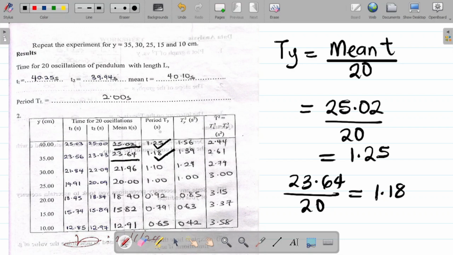So that's how you get the values in this column. It's simply this one here divided by 20. Divide each of these by 20 and you have these values here. That's it. Alright, okay, let's proceed.